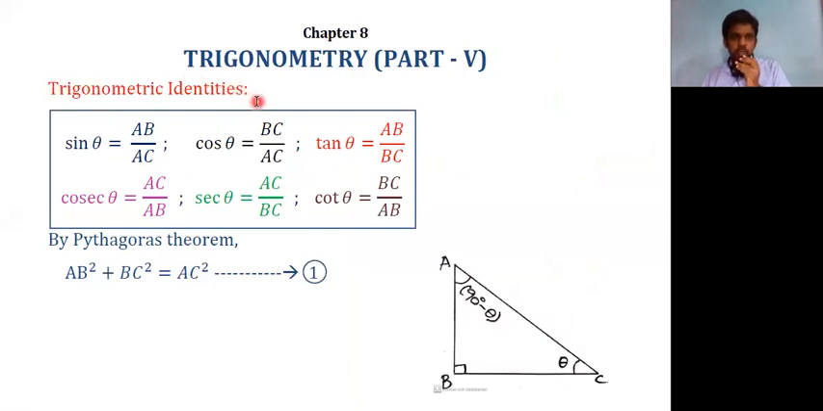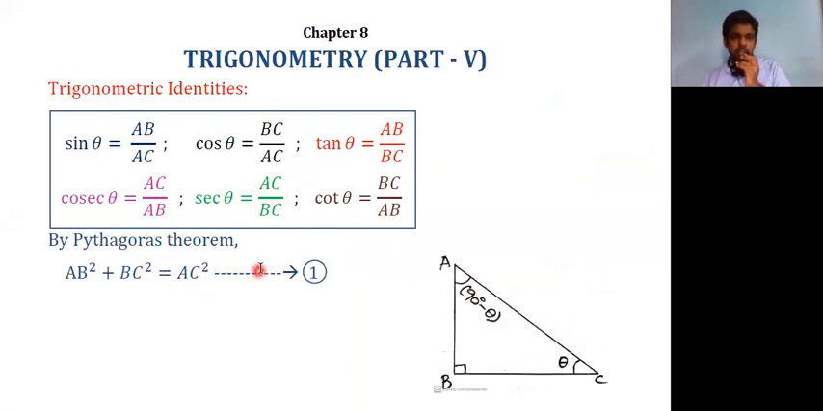These trigonometric identities are based on Pythagoras theorem. Consider a triangle ABC. Let this angle be theta. We know that sine theta is equal to AB by AC, cos theta is equal to BC by AC, tan theta is equal to AB by BC, and similarly the other three trigonometric ratios as we have seen before.